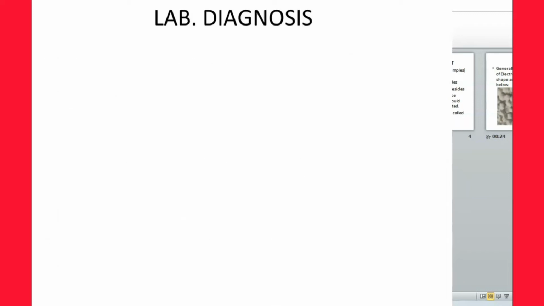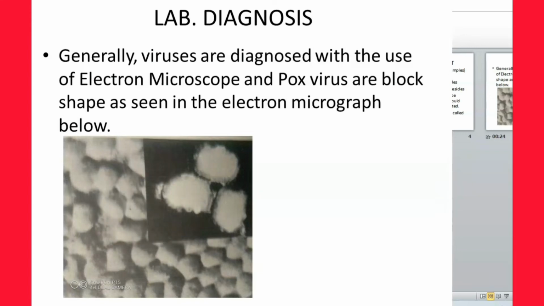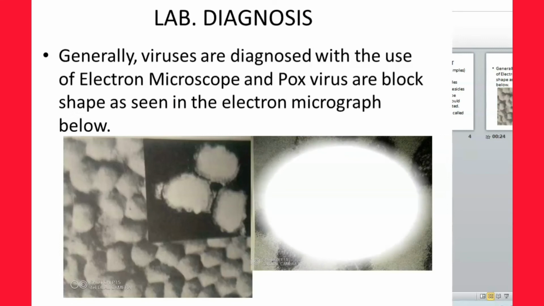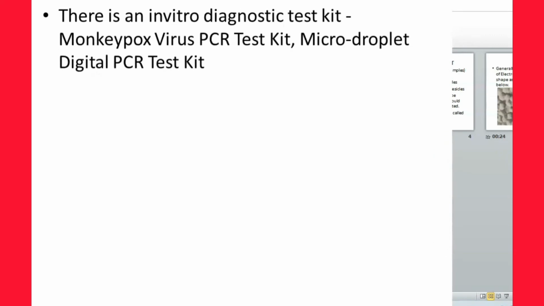Lab diagnosis. Generally, for viruses, you use the electron microscope to really discover their shape. So it comes as a micrograph. The pox virus has a complex shape. That's the first. This is the second one, which is even Yersinia virus.